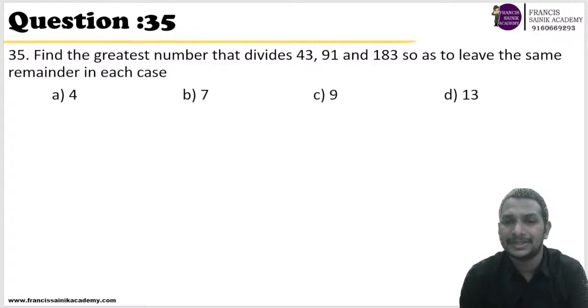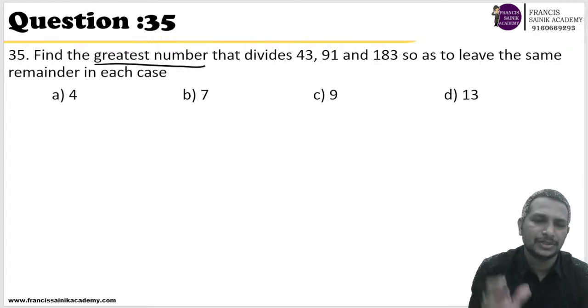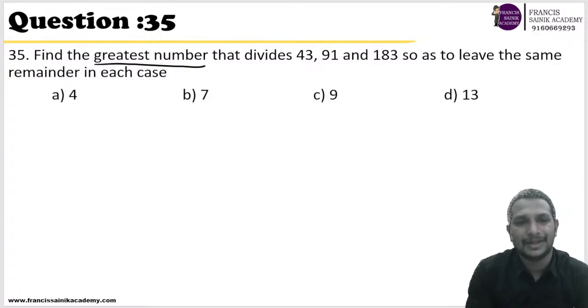Find the greatest number that divides 43 and 91 and leaves the same remainder in each case. I used the word greatest number, and that's related to HCF. First, as mentioned, they have the same remainder, so first take out the difference.